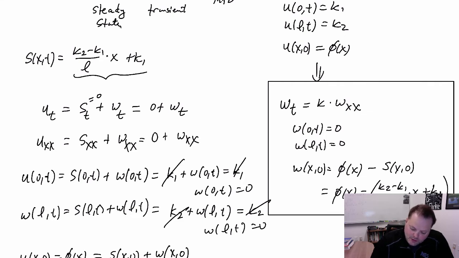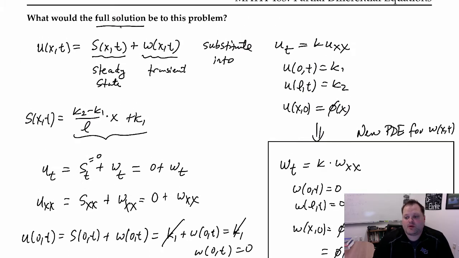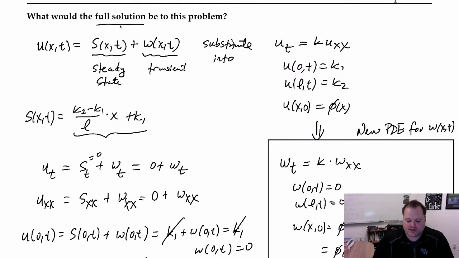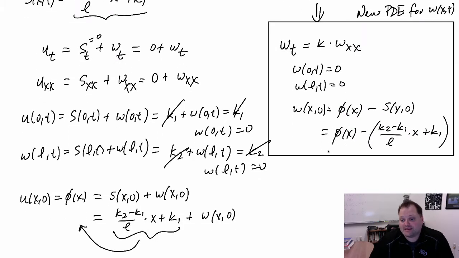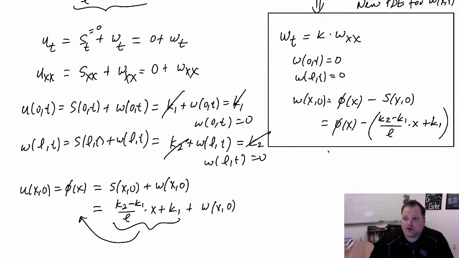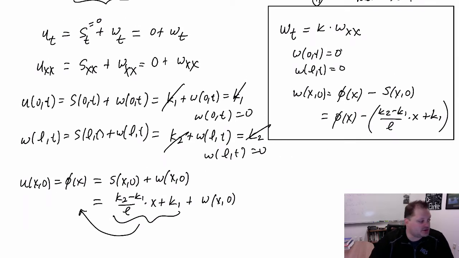So this is the new PDE that'll allow me to solve for w. So think about what we've done. We've assumed that u was a steady state plus a transient. We solved for the steady state. We found the new PDE to solve for the transient. And the nice thing is this is a PDE we already know the solution of. This is a heat equation with Dirichlet conditions on both ends. It just has a weird looking initial condition, but that's not a difficulty for us.